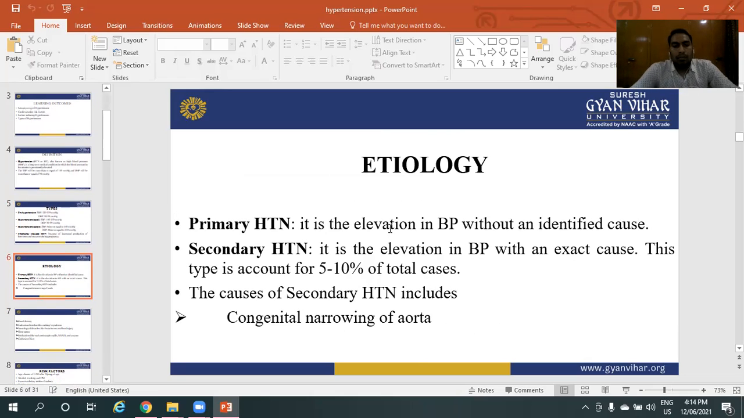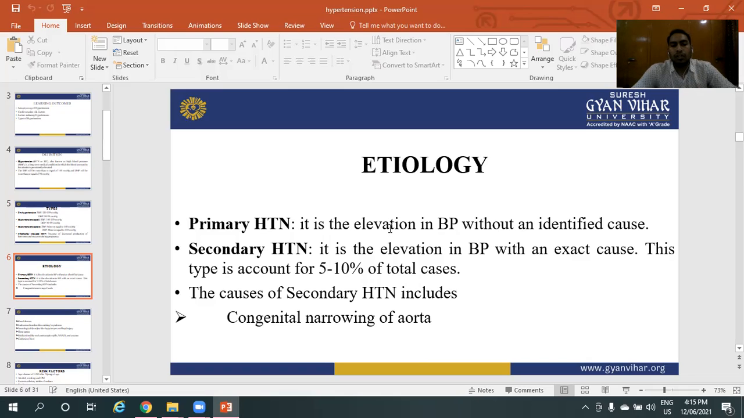Etiology. Primary hypertension is an elevation in blood pressure without an identified cause. The second is secondary hypertension, an elevation in blood pressure with an identifiable cause. This type accounts for 5 to 10% of total cases of hypertension.